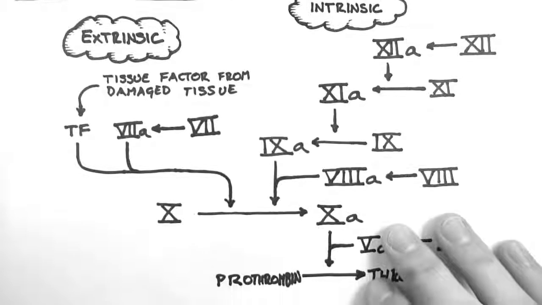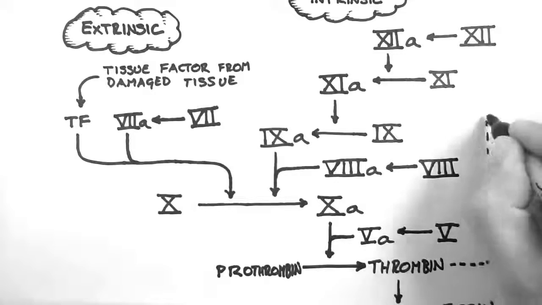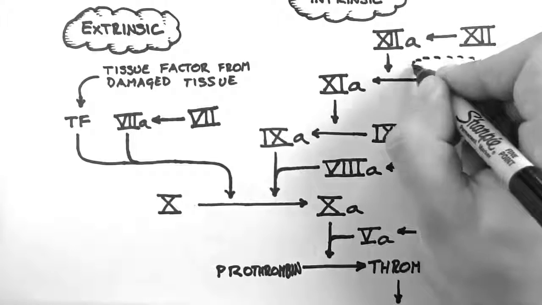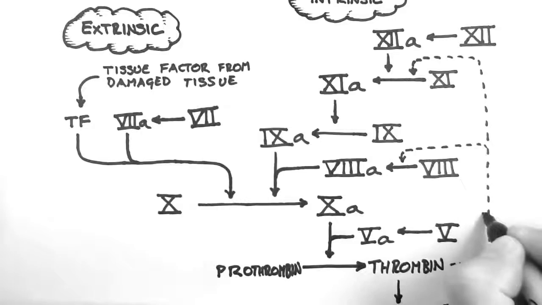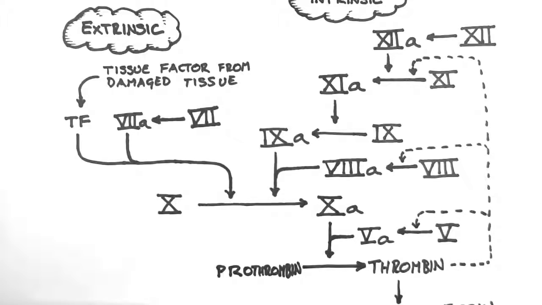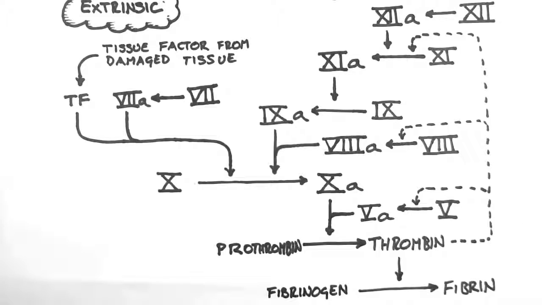One last thing we need to consider is the positive feedback effect thrombin has on the cascade. Thrombin has a role in accelerating the production of factor 11A, factor 8A, and factor 5A. In this way, the cascade is amplified to produce the necessary fibrin in a short amount of time. And that's an overview of the coagulation cascade.